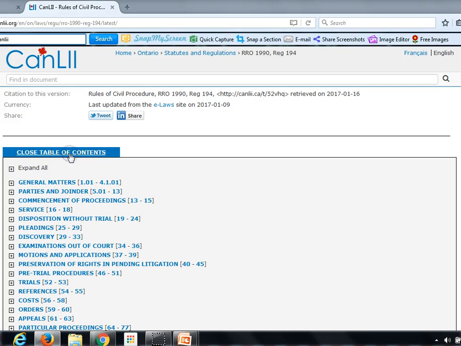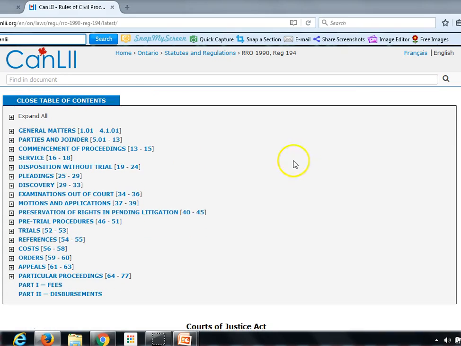Let's look at the table of contents, and what kinds of things the rules deal with. So the general matters, parties and joinders. What are the different kinds of parties in a court proceeding? It talks about that in these rules. Commencement of a proceeding. A proceeding is a court action or an application that you commence in court. So how do you commence that proceeding? Here I'm talking about service. Service has three rules. How do you serve something? What are the time frames and whatnot? It's defined in these rules.